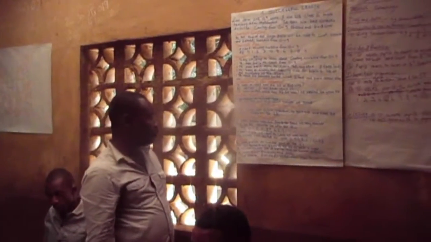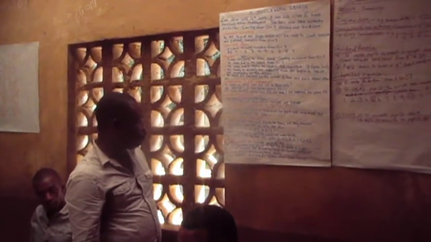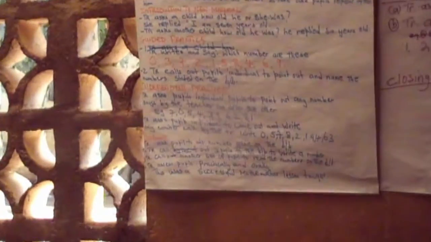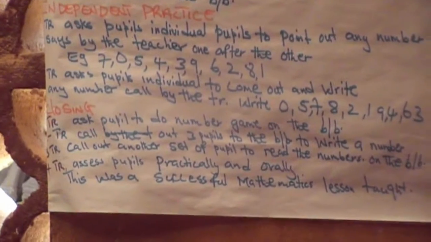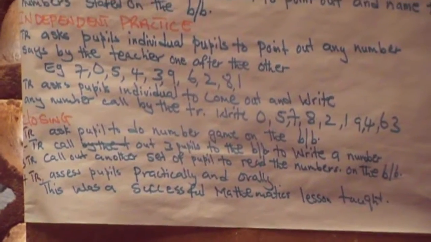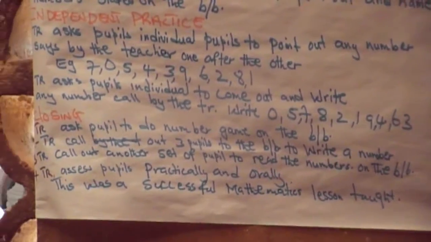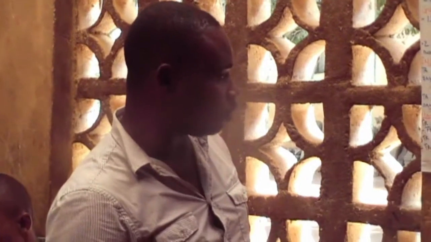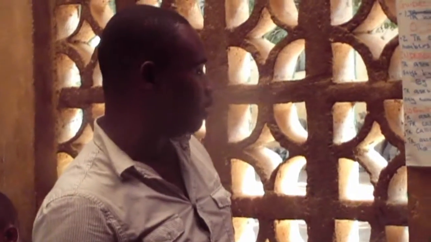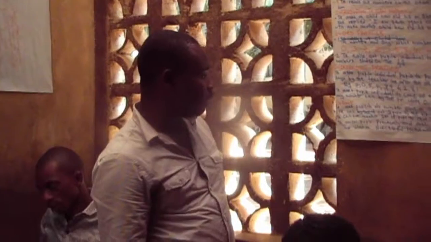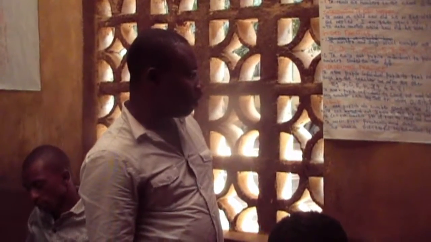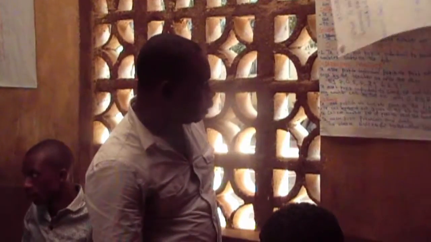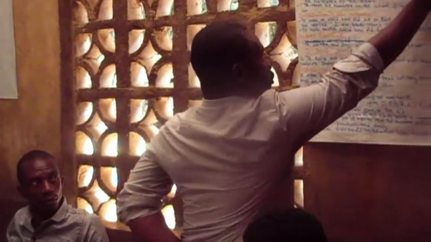Closing. Teacher asks pupils to do a number game on the blackboard. They go out and do the number game. 1. Teacher calls out 3 pupils to the board to write a number. 2. Teacher calls 3 pupils to the board to write a number. You do that. Teacher calls out another set of pupils to the board to read the numbers on the blackboard.